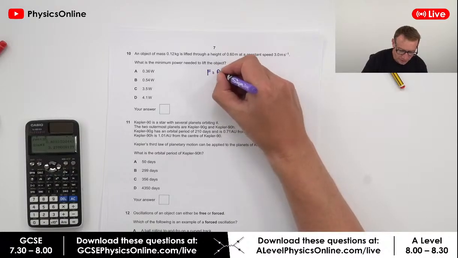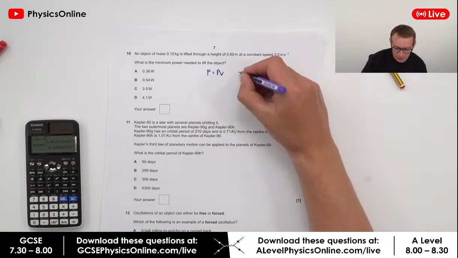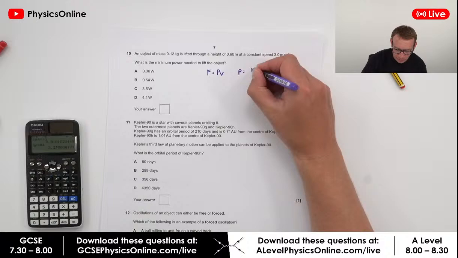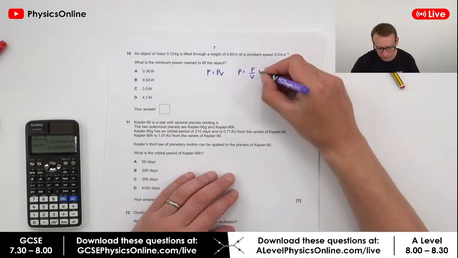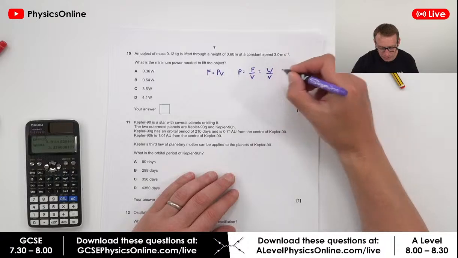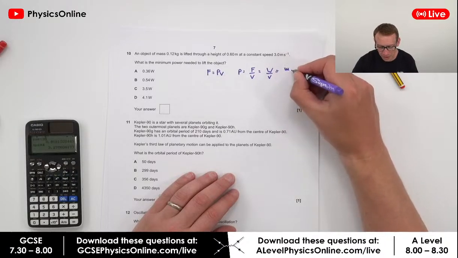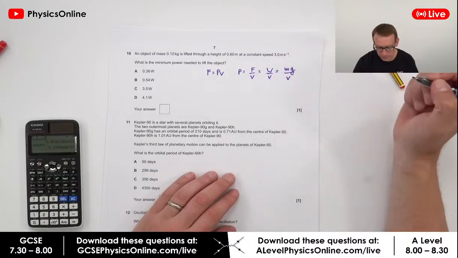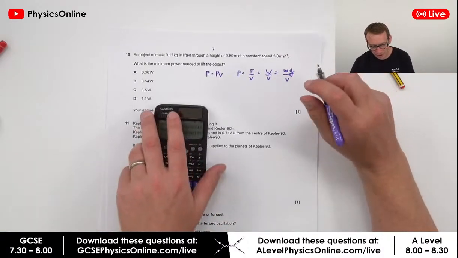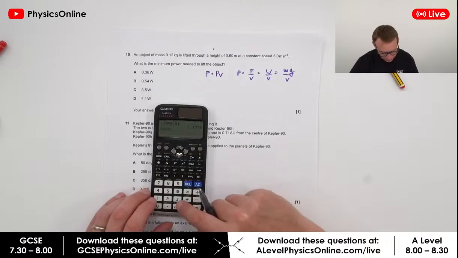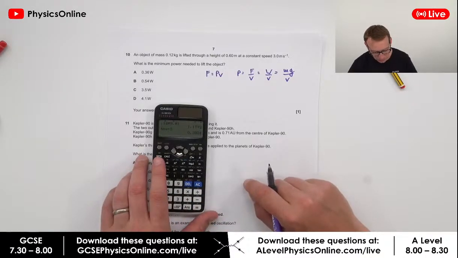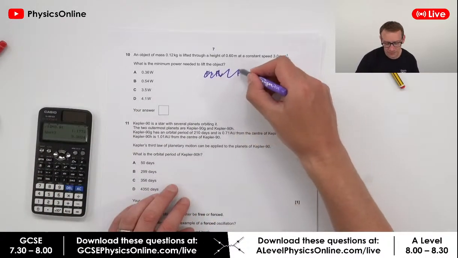force is equal to power times velocity, and therefore the power is equal to the force divided by the velocity. Now the force needed to move it at a constant speed is going to be equal to its weight, so mg over v. Is that right? Have I made a mistake there? So that would be 0.12 times 9.81 divided by 3, which is 0.3. I've made a mistake. Okay.